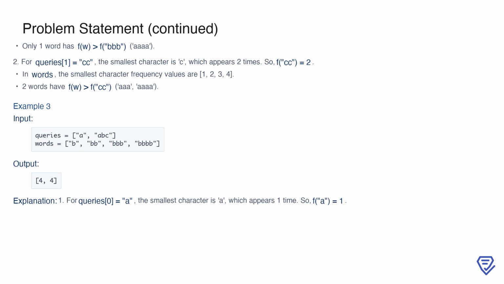In another example, queries contains "a" and "abc", and words contains "b", "bb", "bbb", and "bbbb". For the query a, the smallest character is a, appearing once, so f(a) equals 1. All words have smallest character frequencies of 1, 2, 3, and 4, respectively. Since all of these values are greater than 1, the count for a is 4.